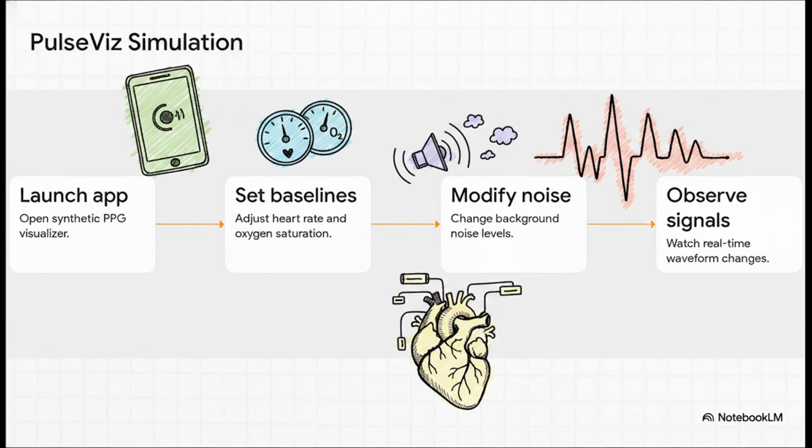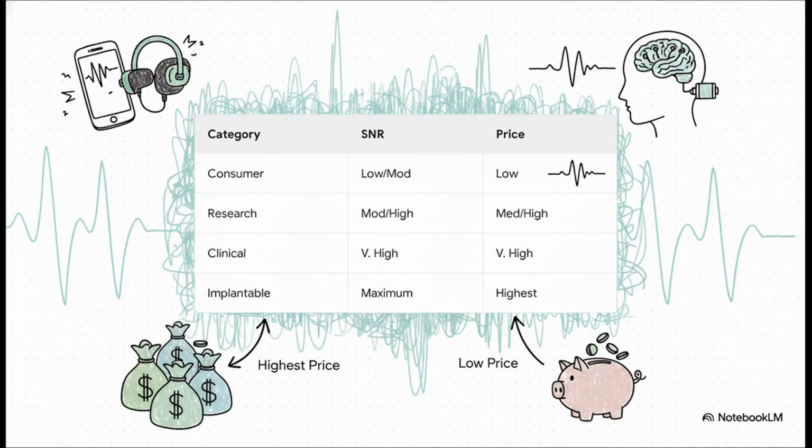Now check out this EEG device comparison tool. This is great because it lets users filter hardware based on signal quality versus cost. Sure, a consumer device might have a nice low price, but you're trading that off for a low to moderate signal-to-noise ratio. If you want maximum SNR, meaning the absolute cleanest brainwave data possible, you're looking at implantable devices. And those obviously come with the highest price tags and the highest level of invasiveness. It really grounds all those flashy simulations in the very real-world constraints of hardware budgets.